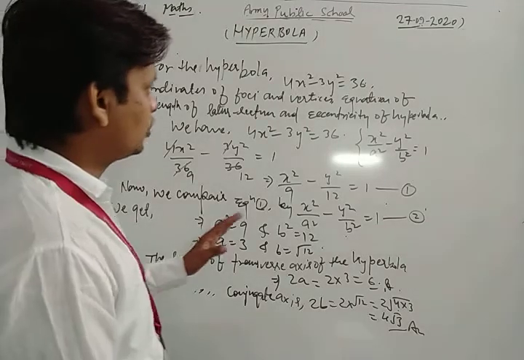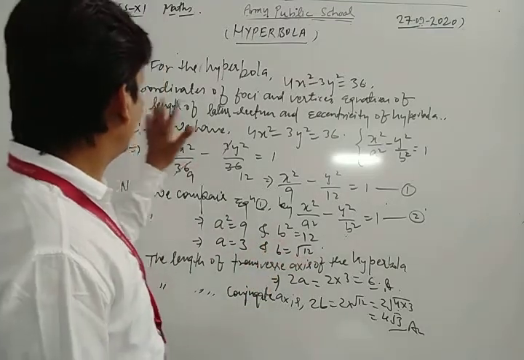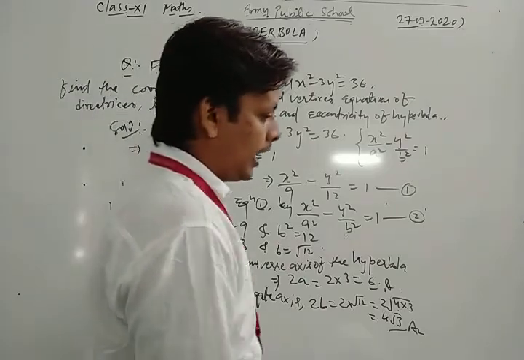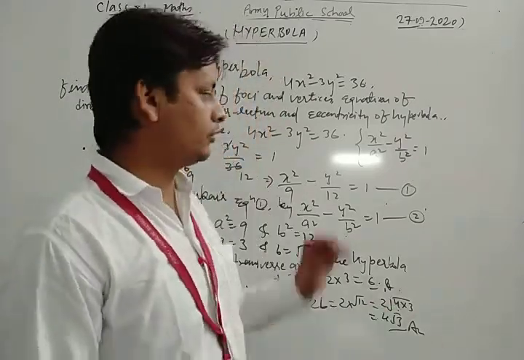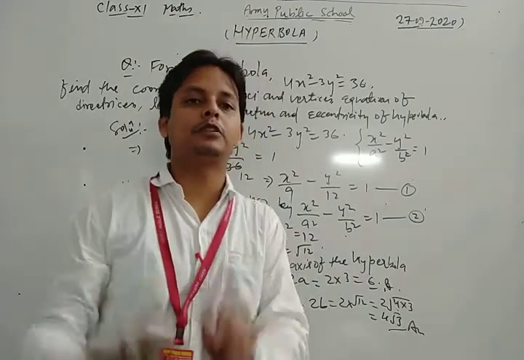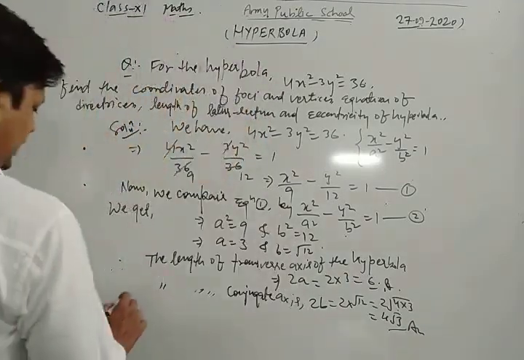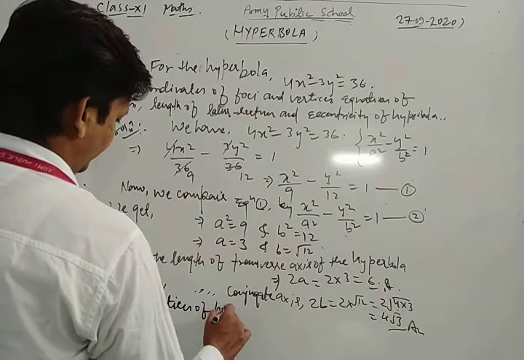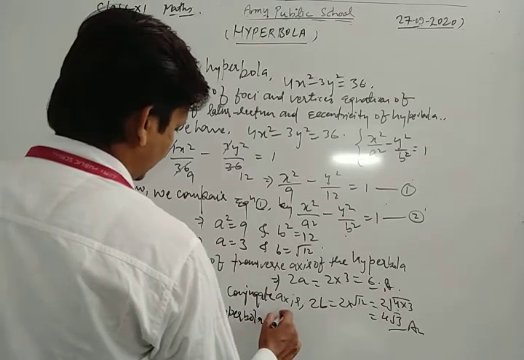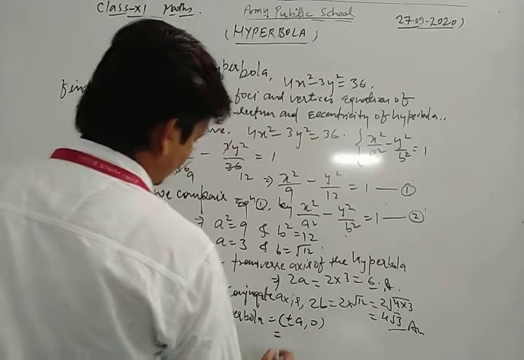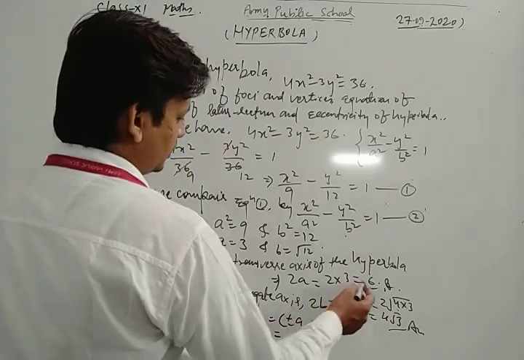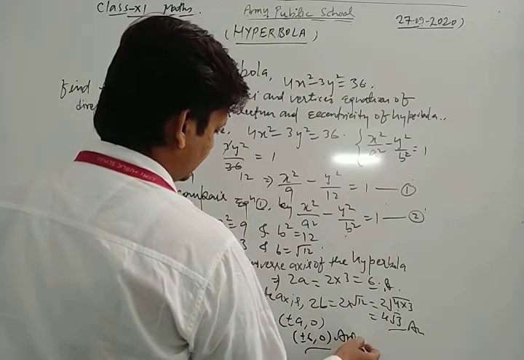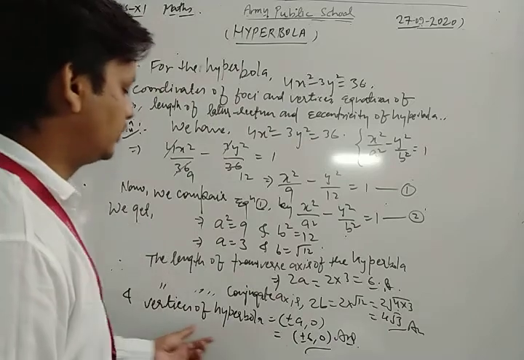Now we find the coordinates. We also find the coordinates of the foci and vertices of the hyperbola. Dear student, as I just discussed, the vertices of the hyperbola are given by plus minus a, 0. So dear student, the value of a is 6. So here it is plus minus 6 comma 0. This is our required answer, the vertices of the hyperbola.